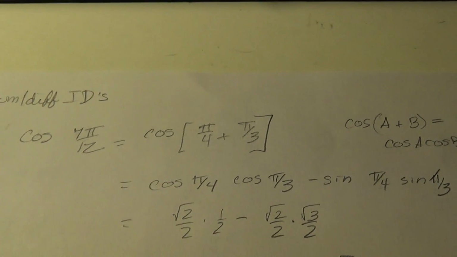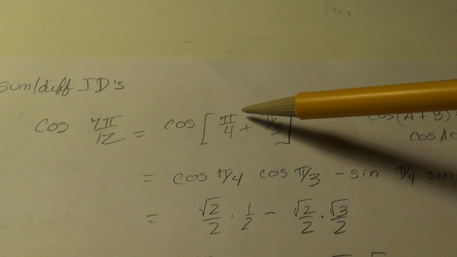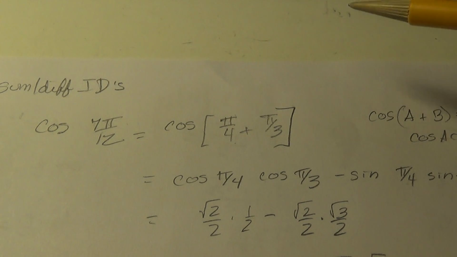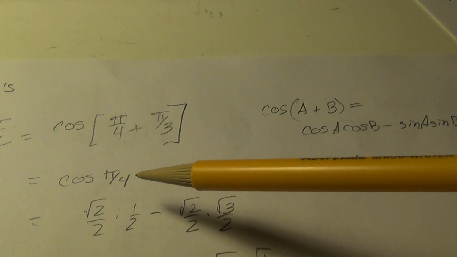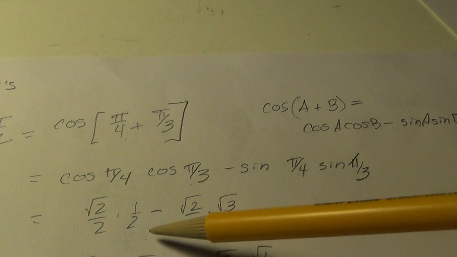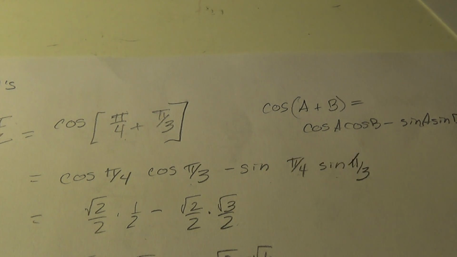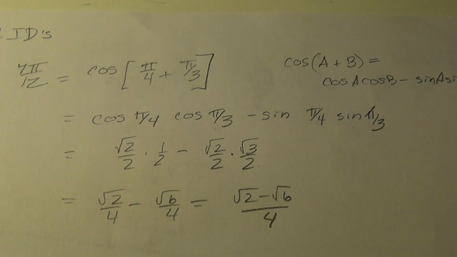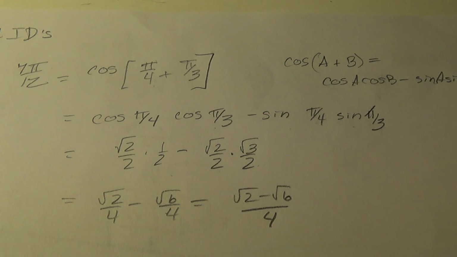And the last one, we had to use sum and difference IDs to find the cosine of 7 pi over 12, recognizing that if you add 1/4 of a pi and 1/3 of a pi, you get 7 pi over 12. So we'll use this trig ID. Plugging it in, I get these values from my unit circle in my mind. Multiply and combine like terms. Well, there were no like terms, but combine over the common denominator. So there you have it.